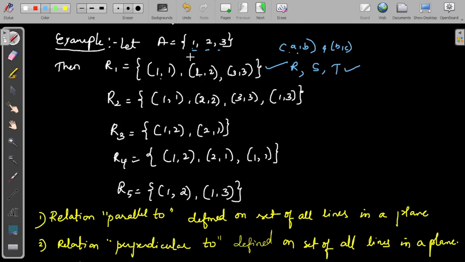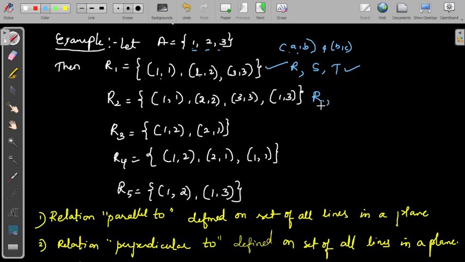Now R2, you consider 1 comma 1, 2 comma 2, 3 comma 3, 1 comma 3. So in this case it is reflexive because for all elements of A, you have ordered pairs of the form A comma A. 2 comma 2 is there, 3 comma 3 is there. Other than this you have an extra ordered pair, not a problem. The requirement for reflexivity is that for all elements of A you should have ordered pairs of the form A comma A. That is satisfied.